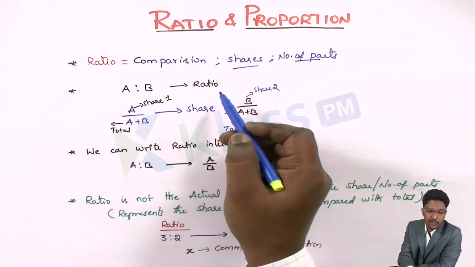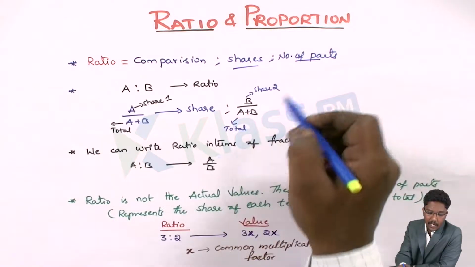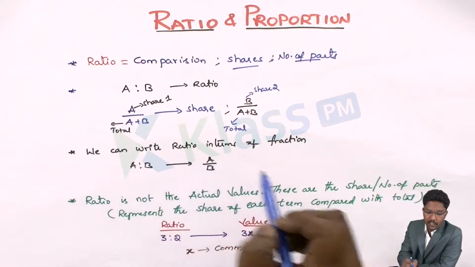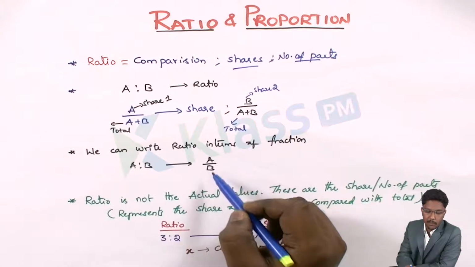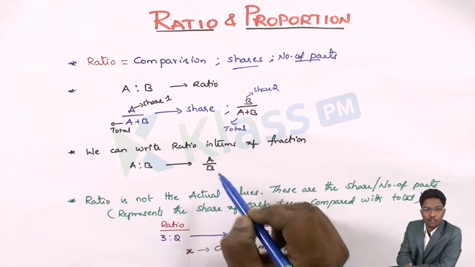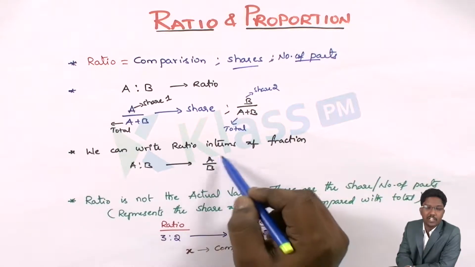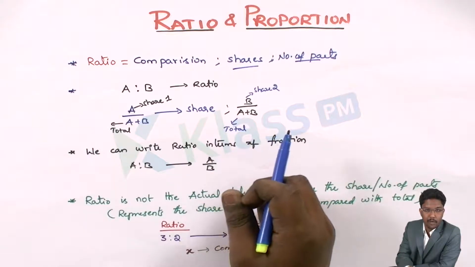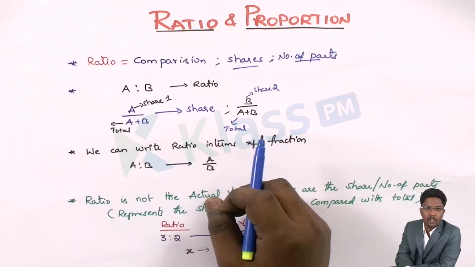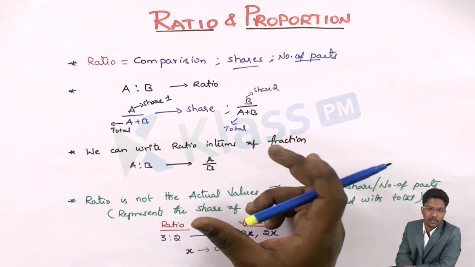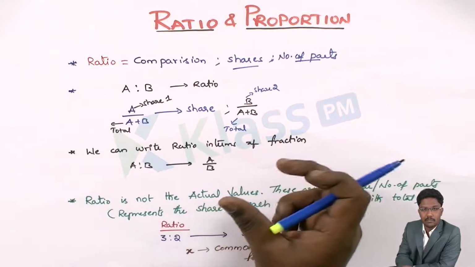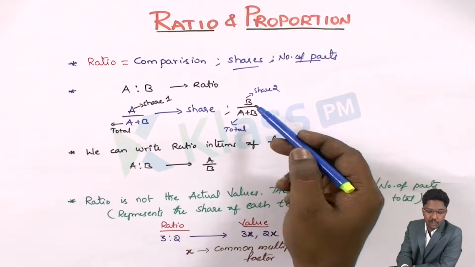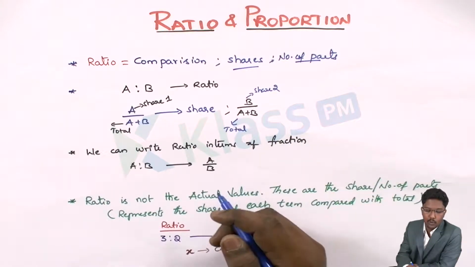We can write the ratio in fraction format like A by B. But here B is not the total. It is the fraction form. But if you want to write it in share format or number of parts, or you are dividing some amount between some persons in some ratio, then you write it in the share format, share by total.